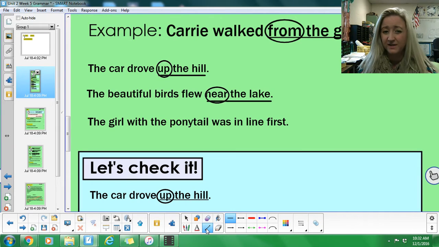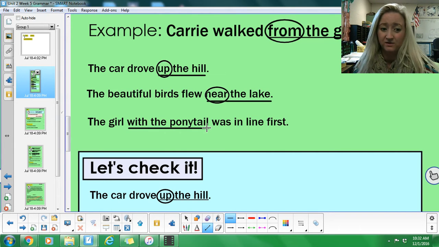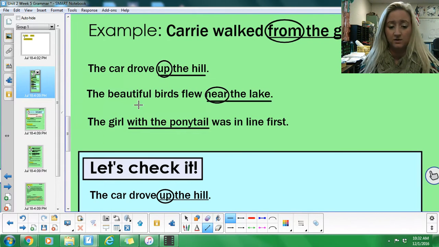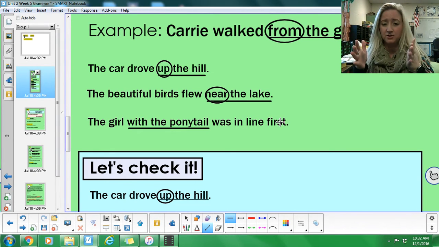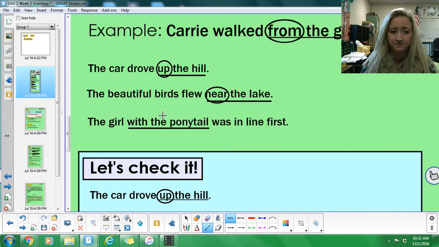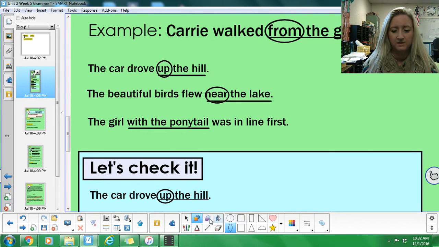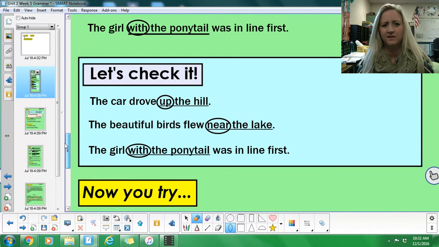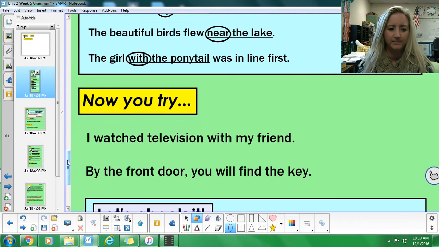My prepositional phrase in this one comes in the middle. The part that's giving you more information is that she has a ponytail, because I could have the sentence without that. The girl was in line first. So think about it this way. Prepositional phrases give more information, but if you take them out, the sentence still makes sense. So with the ponytail is my prepositional phrase, and my preposition is with. So we can check them down here. We did great. So now let's try a couple more.